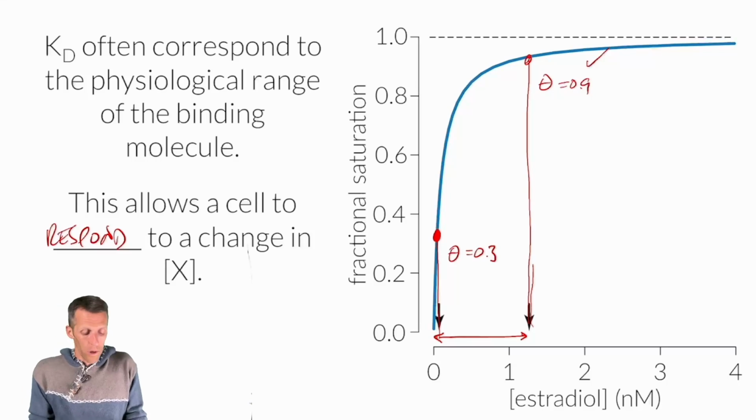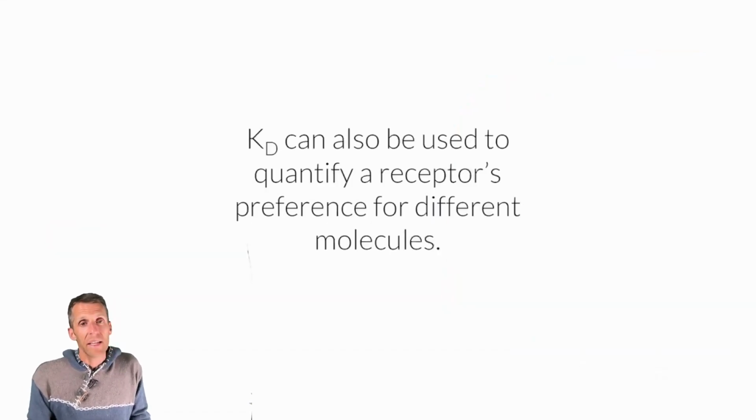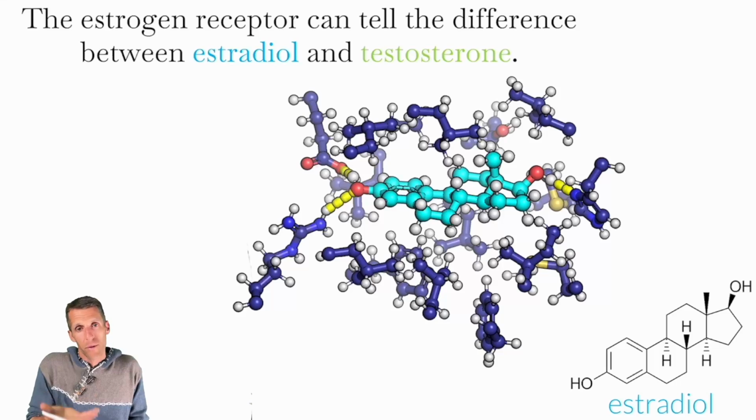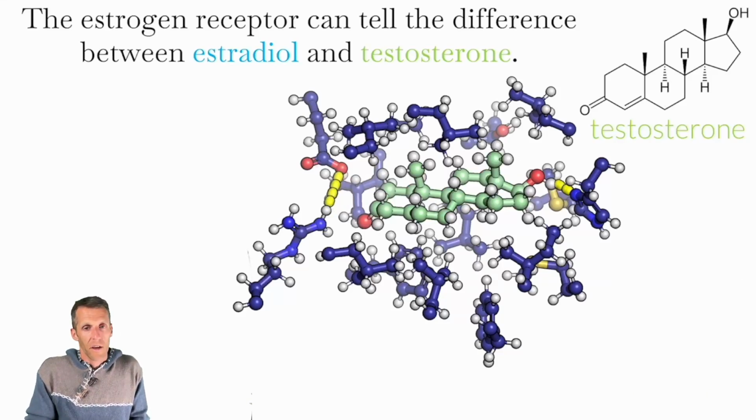Okay, I want to make one last point on this, and that is that KD can also be used to quantify a receptor's preference for different molecules. In my last video, I talked about how the estrogen receptor can tell the difference between estradiol, this steroid we've been looking at, and testosterone. And just to show schematically here, this is estradiol bound in a nice way to the binding pocket. Testosterone does not bind as well. It loses a set of hydrogen bonds at the A ring of the steroid.